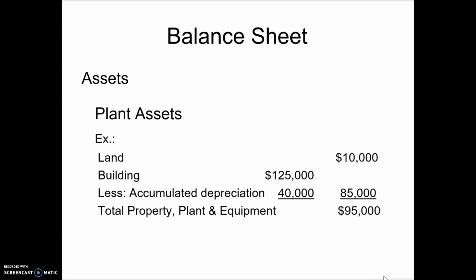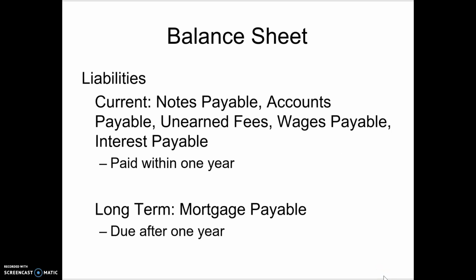Then you move on to your liabilities. And your liabilities are going to also be broken down into your current liabilities, those that are going to be due within 1 year. So a note payable that's due within a year, your accounts payable, your unearned revenue, wages payable, interest payable. Those will all be shown as your current liabilities. Your long-term liabilities, such as your mortgage payable, anything that's due after 1 year.